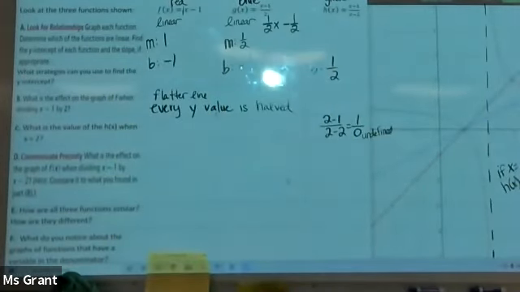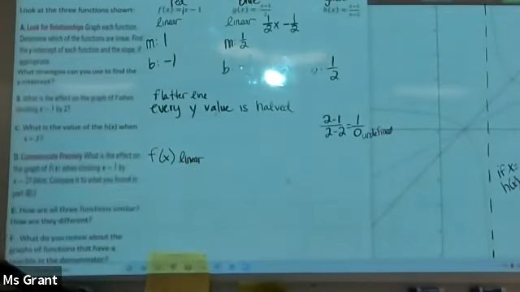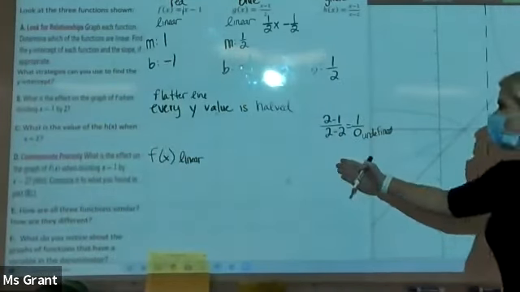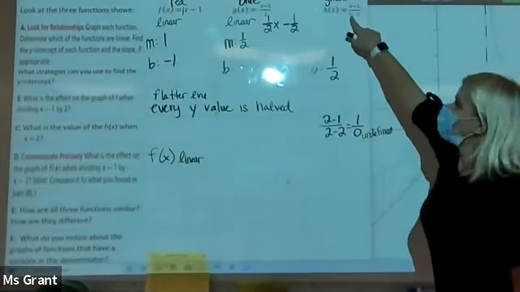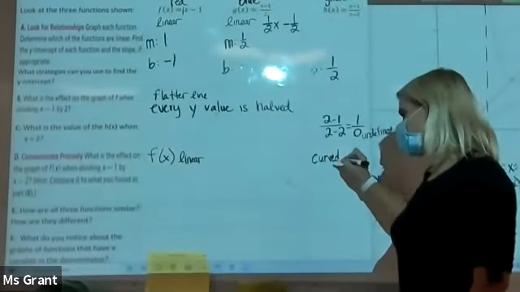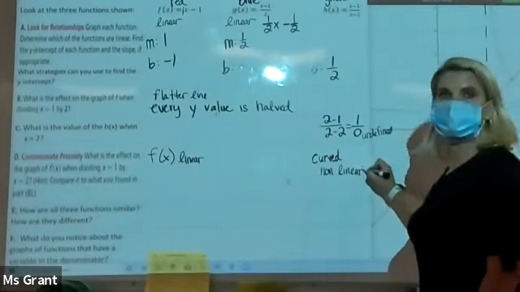I'm going to jump to D. What is the effect of f of x when dividing x minus 1 by x minus 2? Okay. What happened when I divided x minus 1 by x minus 2? Well, originally, f of x is linear. Then when I divide by x minus 2 for h of x, all of a sudden I have a curved, and I'm going to say nonlinear, graph.